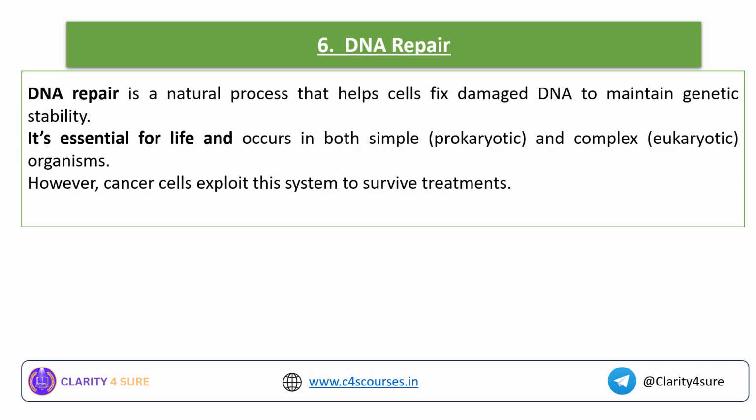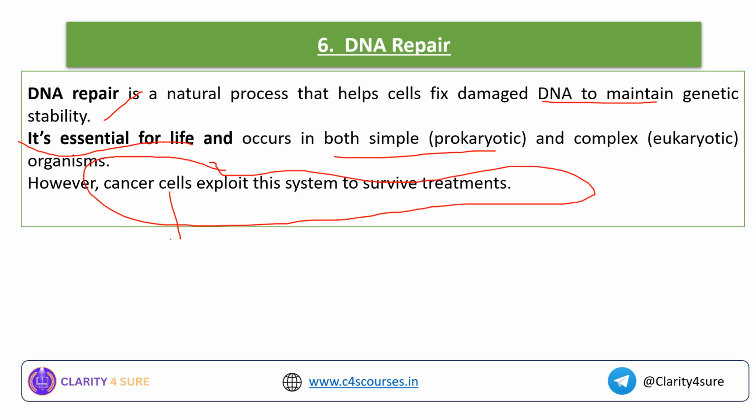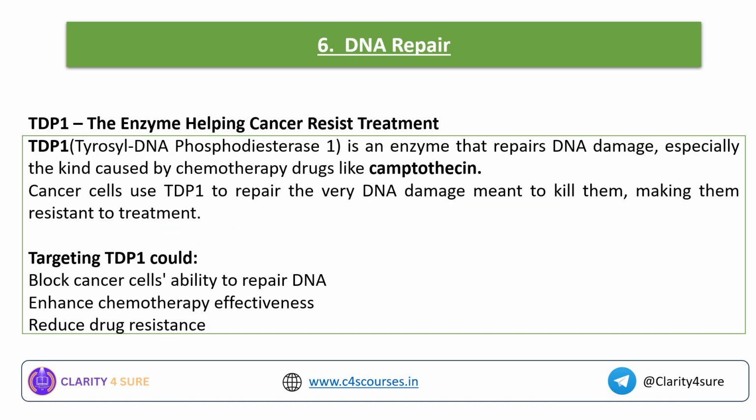So now let us see the basics of DNA repair. See, DNA repair is a natural process that helps to fix damaged DNA to maintain genetic stability. Okay, this is essential for life, which occurs in both simple and complex organisms. However, cancer cells exploit the system to survive the treatments. This is what I was telling, that cancer cells are repairing their DNA, the rupture of DNA that has been done by the treatment. So the cancer cells are not killed, rather they are repairing their own DNA, and they are growing. Okay.